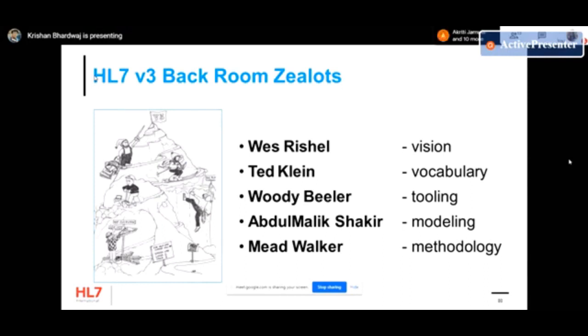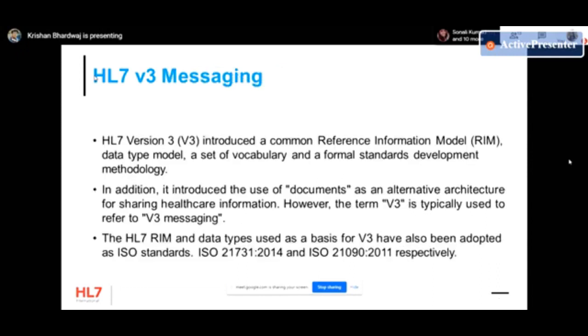Now HL7 version 3, I will briefly touch upon because this is not very frequent. It was developed as a good standard, but it was very complex to implement. So implementation could not happen at that scale. These were the different people who were responsible for HL7 version 3. Vas Rizal was the vision person. Tad Klein was like me, so he was part of defining all the standards. Then somebody did tooling, somebody did modeling, somebody did methodology, etc. So these are the people.